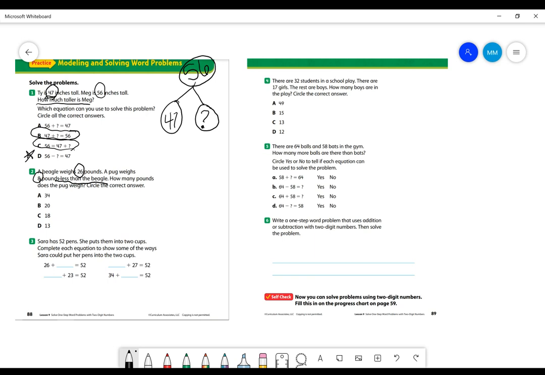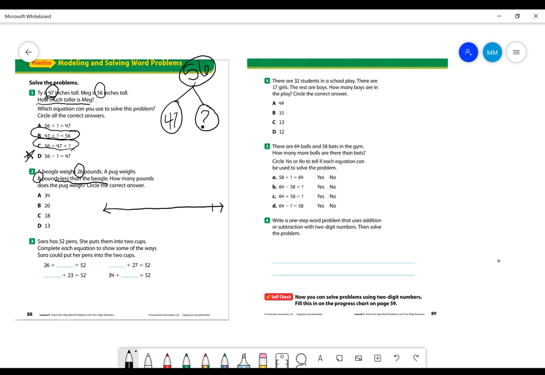So friends, we have our weight for the beagle. A beagle is 26 pounds, and a pug weighs 8 pounds less than the beagle. Does that mean the pug weighs 8 pounds? No, it just means that it's 8 pounds less. So if we are finding less than, are we adding or subtracting? We are subtracting. So here is what I'm going to do. I'm going to do an open number line.